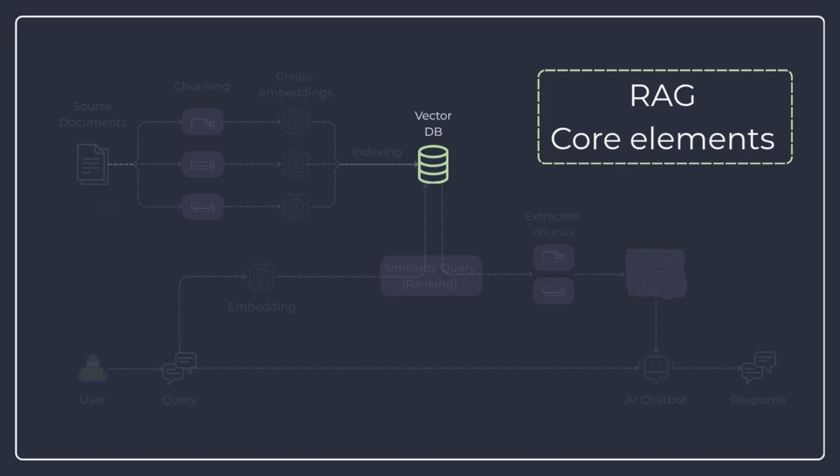Second thing is a vector database. This is the smart library that stores our document embeddings. We'll be using pgvector, which is an extension for our popular PostgreSQL database.